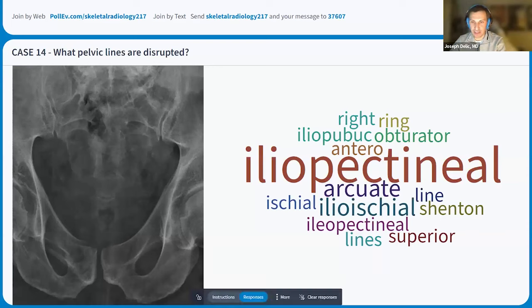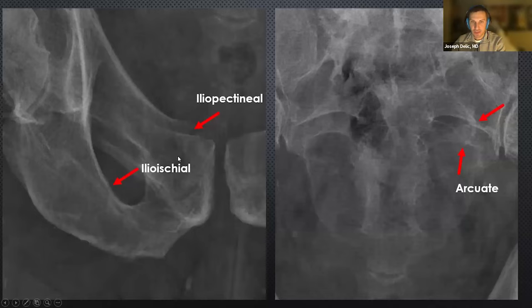So if we look at the answers to this one, we can see here our obturator ring. This one is our line coming down that's disrupted right here and right here, our iliopectineal line. This one's a little bit mean, but there's a little break off here. That's an ilioischial line disruption of an inferior pubic ramus fracture. And the reason I showed this case is because of our arcuate line.